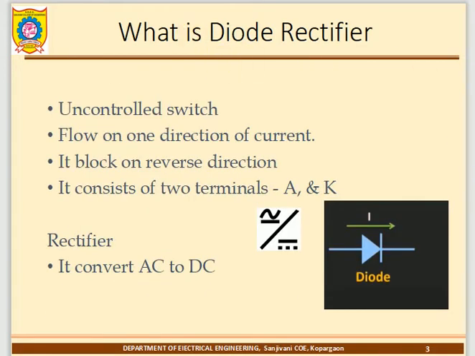So first, let's go for the diode rectifier. I already told you why we go for the rectifier. Take my mobile phone adapter. What is my mobile phone adapter doing? My battery is a DC power supply.